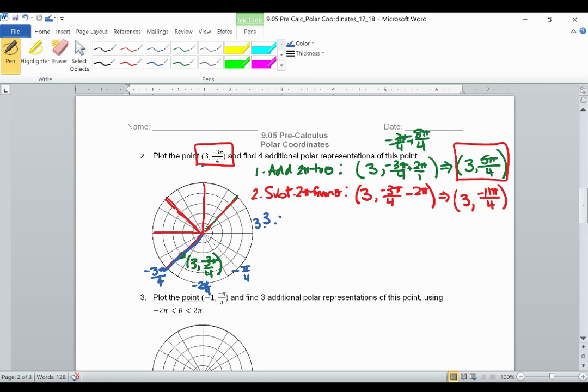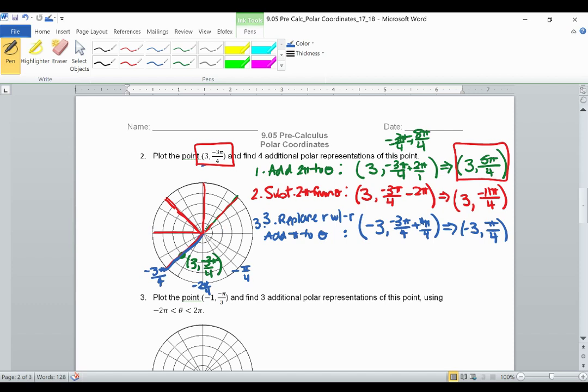Number 3, replace r with negative r. So negate r and add pi to theta. So instead of 3, we're going to make it negative 3, and we're going to take negative 3 pi over 4 and add pi to that. So that would be the same as adding 4 pi over 4 to that. So that will give me negative 3, and then negative 3 plus 4 is 1 pi over 4.